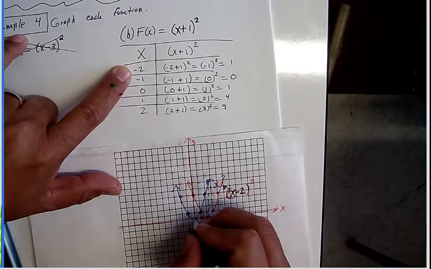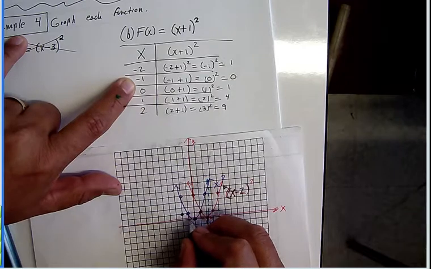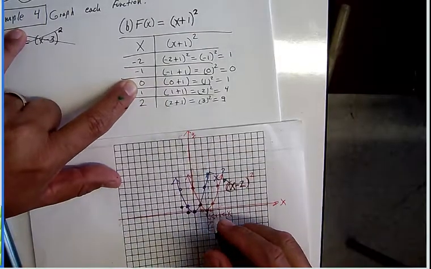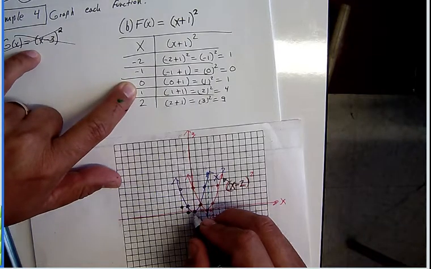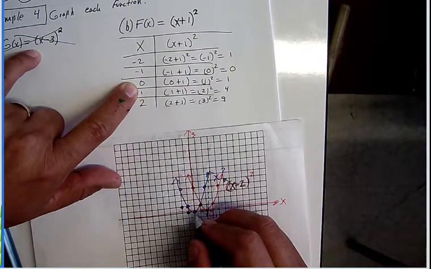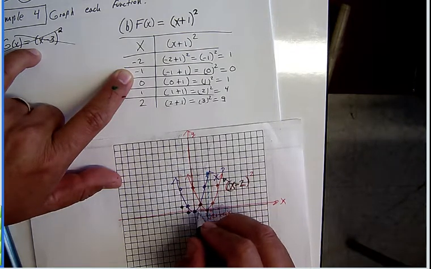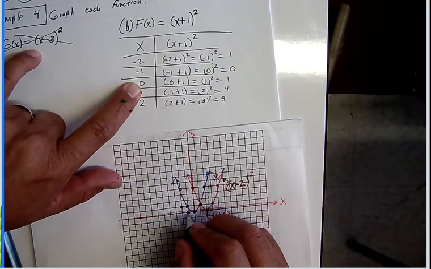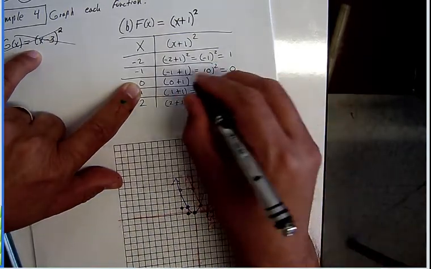So -2, 1. That one goes here. -1, 0 right there. 0, 1. What's 0, 1? So -1, 0. Okay, so -2, 1, -1, 0. 0, 1. So I did something wrong.